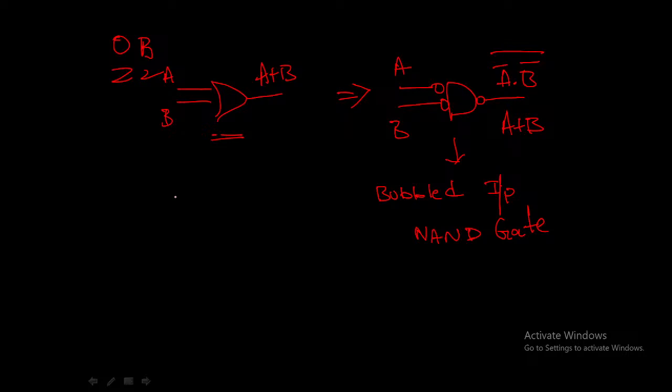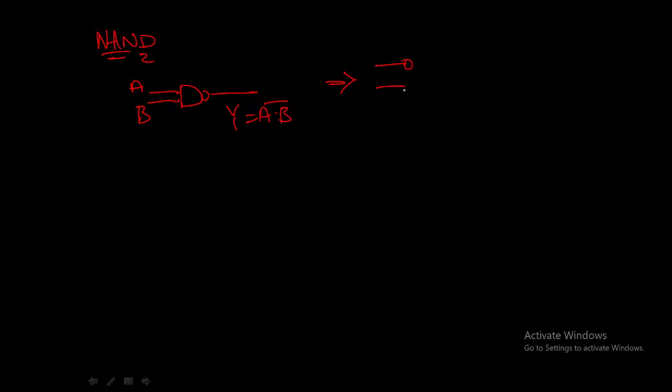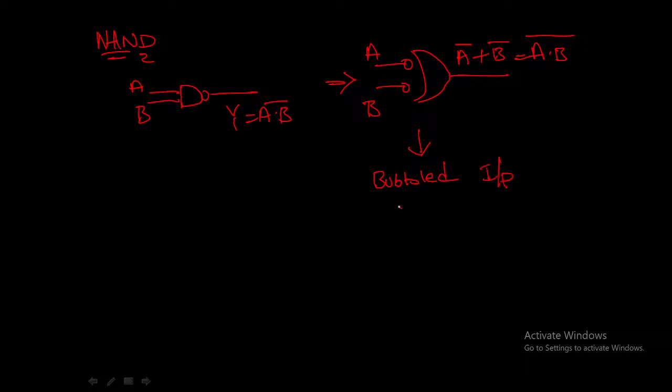Now let us see the alternate representation of the NAND gate. This is the normal representation of the NAND gate with inputs A and B and output Y equal to A dot B, the whole bar. The alternate representation of the NAND gate is a bubbled input OR gate: A bar plus B bar. A bubble at the input means we are negating the inputs, so A becomes A bar and B becomes B bar as inputs to the OR gate, and it becomes a NAND gate. So the alternate representation of the NAND gate is a bubbled input OR gate.